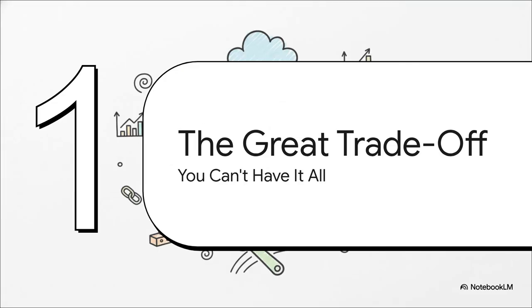Okay, so there you have it. Our 3 pillars: reliability, scalability, and maintainability. Sounds great, right? We want all 3. But here's the catch, and this is maybe the biggest takeaway from the entire book. You can't have it all. It's just not possible. You are always making a trade-off.